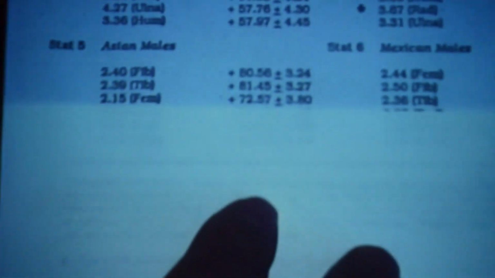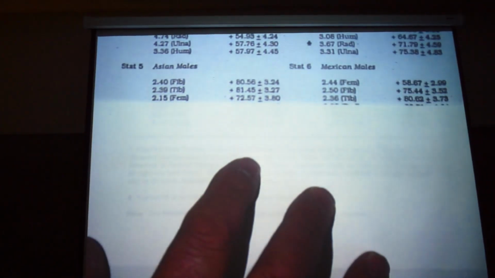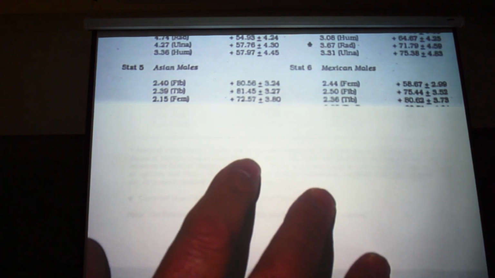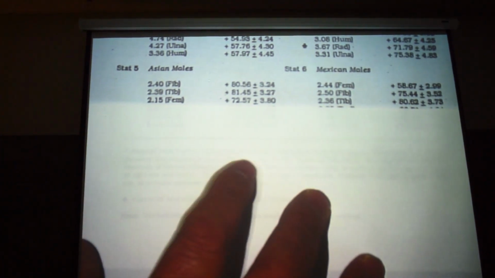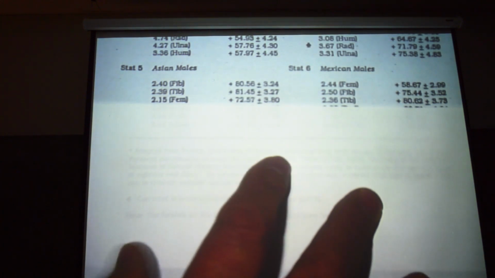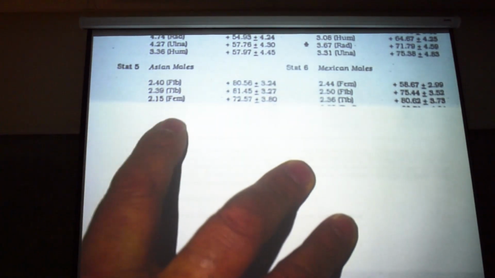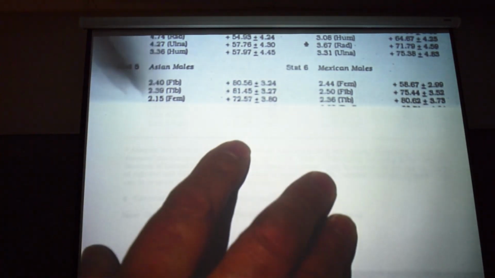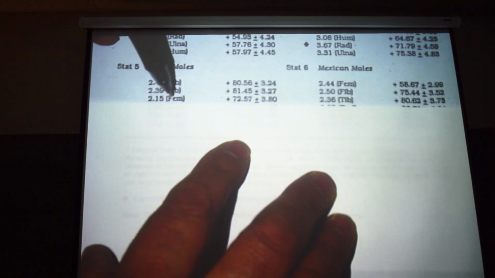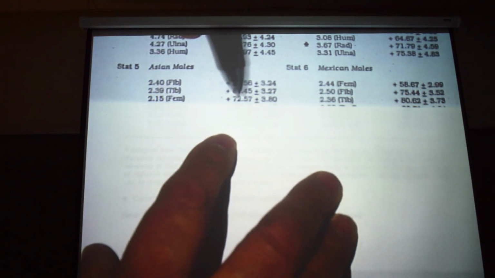I've covered up, again, the femur here. We did not have a fibula. We did not have a tibia. We did have a femur. We did have a radius and an ulna, but they're not the highest on the list. So here for the femur, you can see that it says 2.15 times the femur length plus 72.57 plus or minus 3.8.